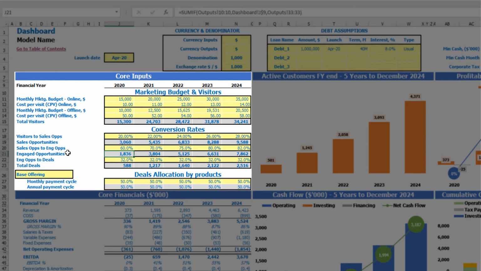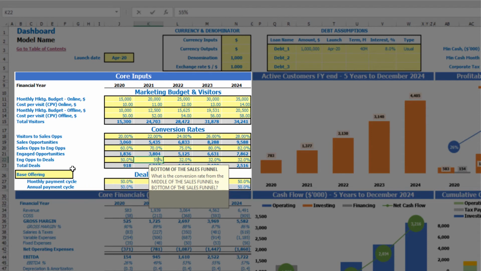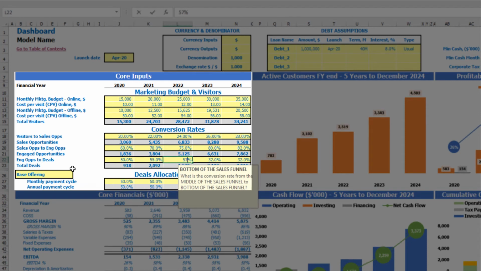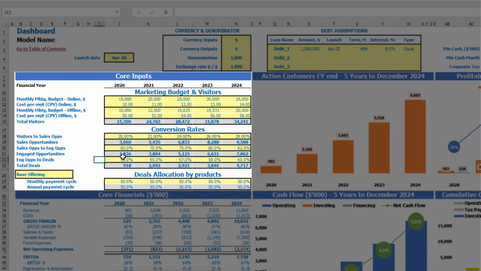And as a next step, convert your engaged opportunities to deals or to new customers. Let's say it will be 50%. It will grow a bit year over year, 57, 58, and 60. So your engaged opportunities amount will be multiplied by this conversion rate, and you will have total deals or total numbers of new customers by years.